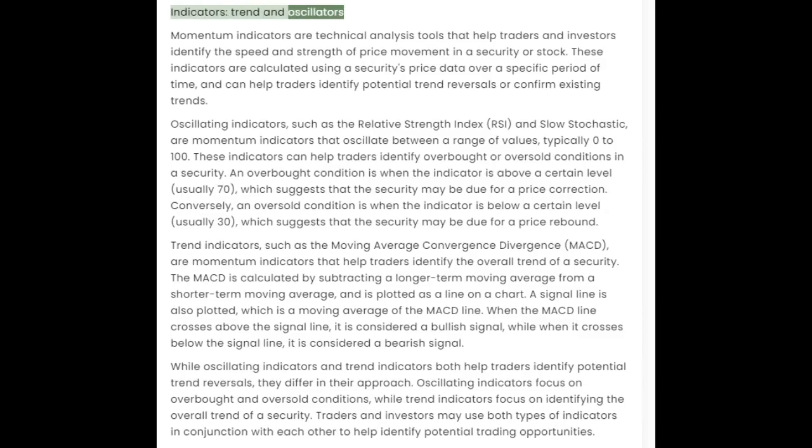Indicators, trend and oscillators. Momentum indicators are technical analysis tools that help traders and investors identify the speed and strength of price movement in a security or stock. These indicators are calculated using a security's price data over a specific period of time, and can help traders identify potential trend reversals or confirm existing trends.